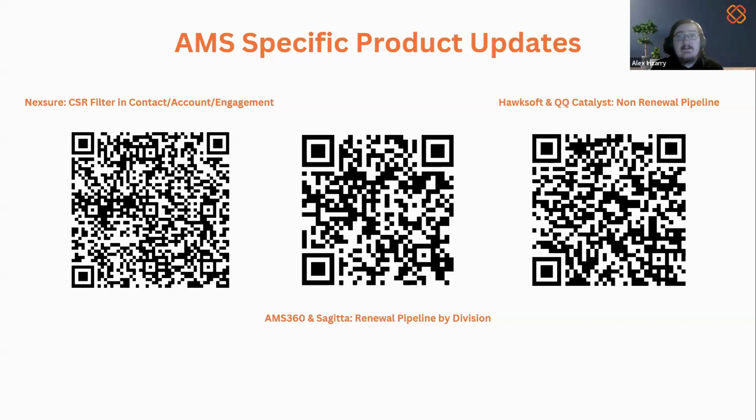And the last specific product update is for Hawksoft and QQ Catalyst. You now have the ability to set up a non-renewal pipeline automation. The workflow is very similar to setting up a renewal pipeline automation. You still have the option to filter by specific policy types or categories. But in this case, we wanted to get ahead of those policies we know are not going to be renewing, so it allows you to get a bit of a head start on those.